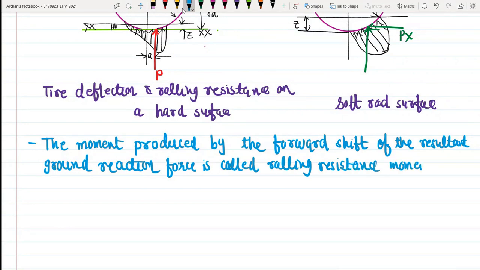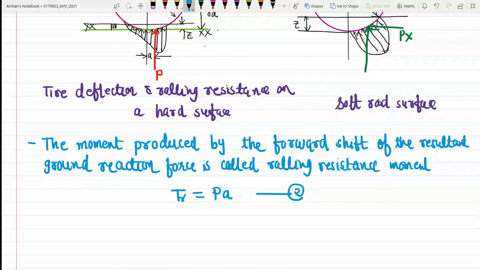Resistance moment, right? And this rolling resistance moment is expressed as TR equal to P into a. Let us call it equation number 2. Now, in spite of this rolling resistance being offered, what we need to do is to keep the wheel rolling. So a force F acting on the center of the wheel will be required to balance this rolling resistance moment, right? As I have shown you here.